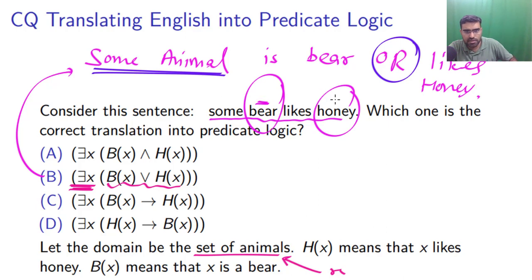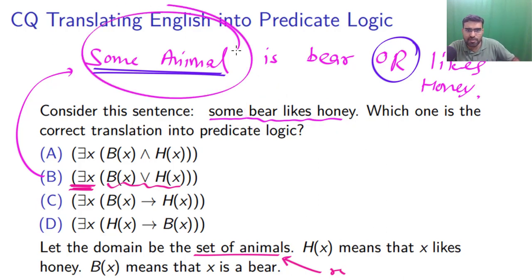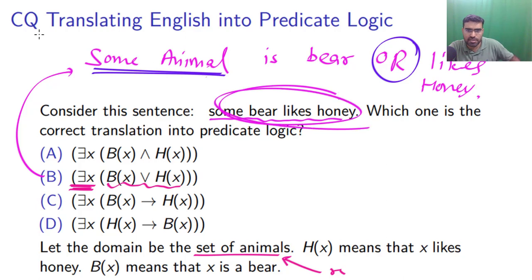At least one bear who likes honey. But option B is saying that there is some animal who is either a bear or who likes honey. So definitely I can say that option B does not reflect the given statement. Now let's see the remaining options.